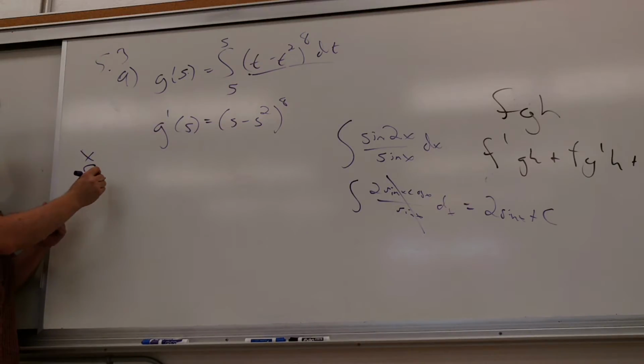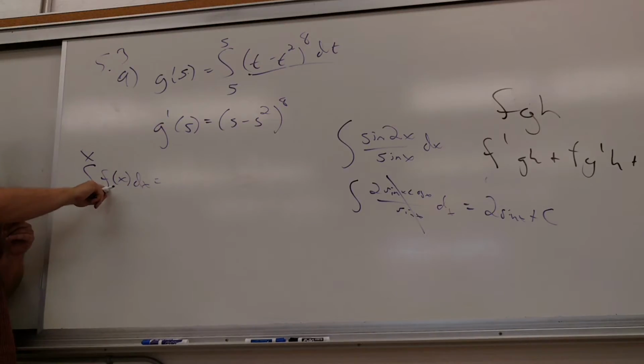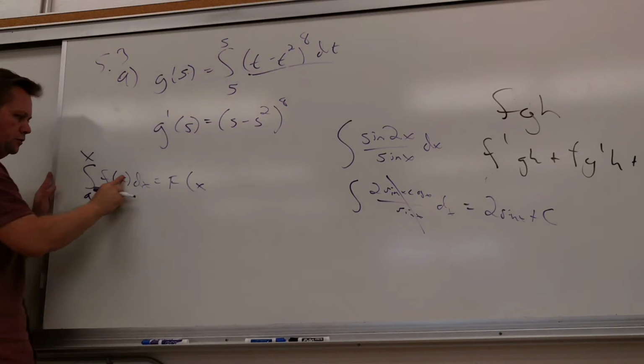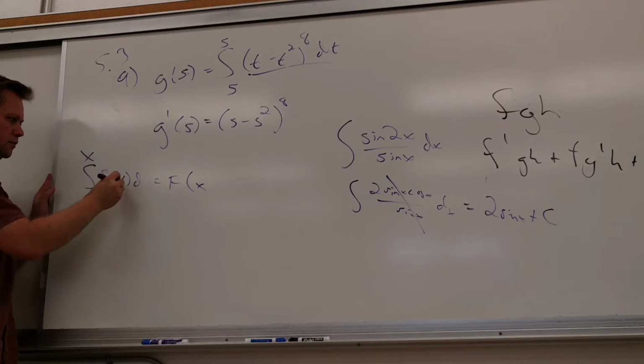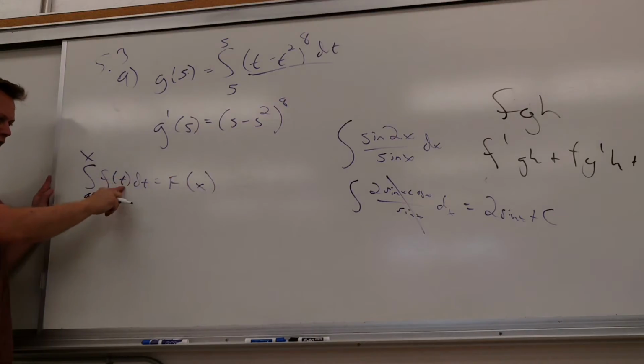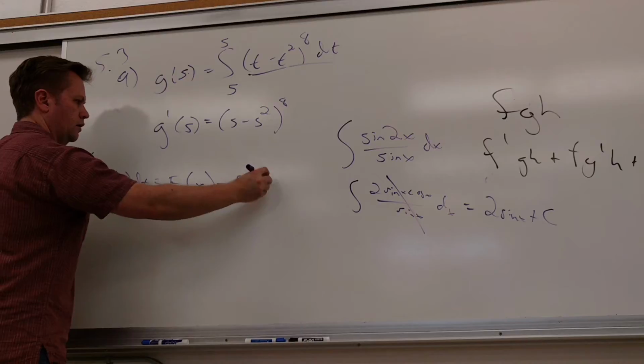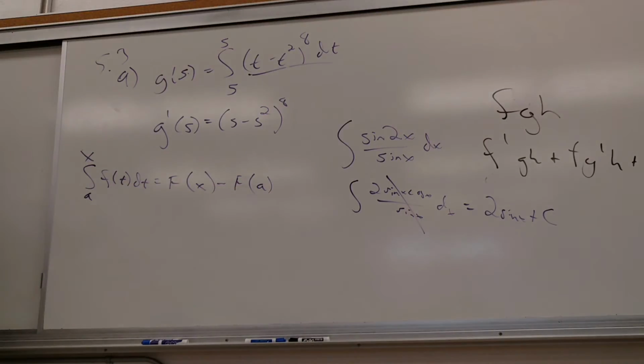Let's say 8x. What is this integral in antiderivative terms? Big S f of t, sorry, I'm making these t's. Big S f of x minus big S f of a. All right, stay with me. That's FTC 2, basically, with an x instead of a b.